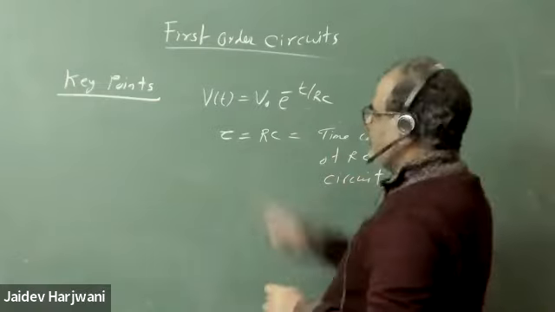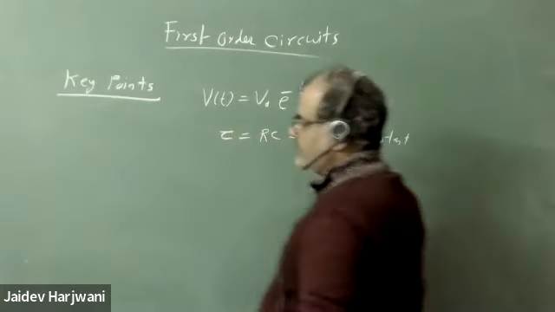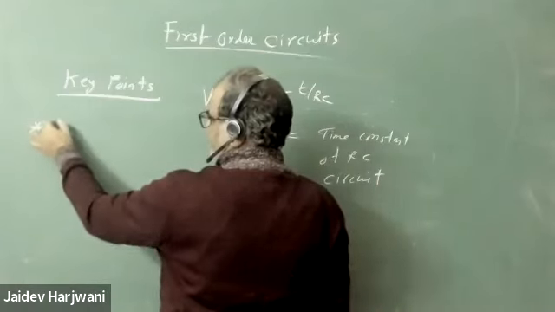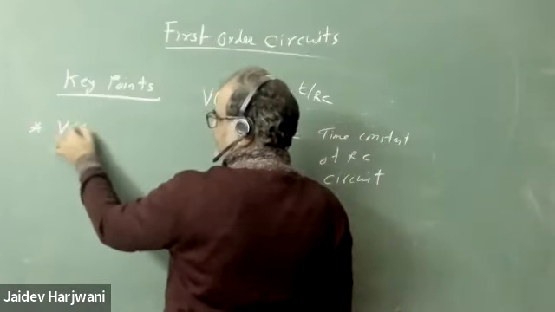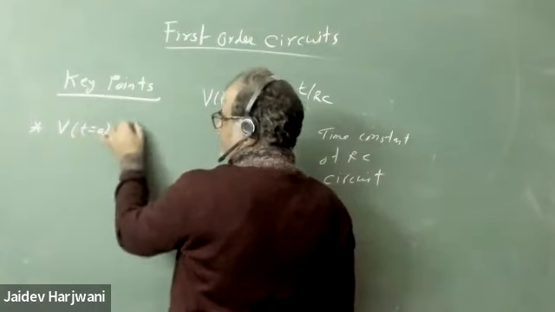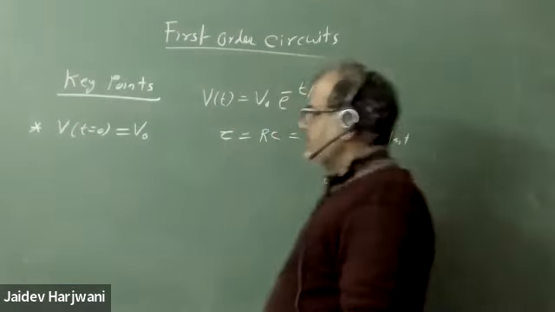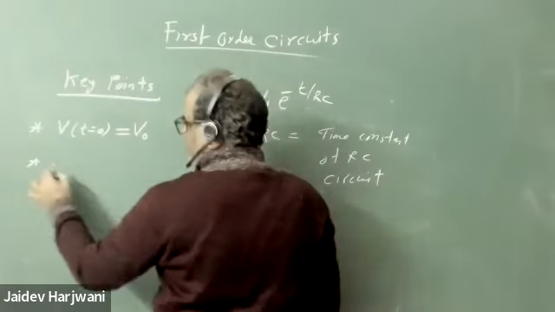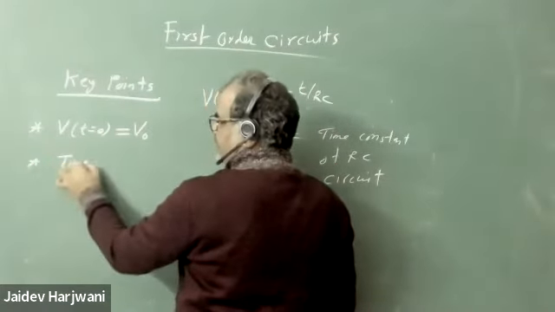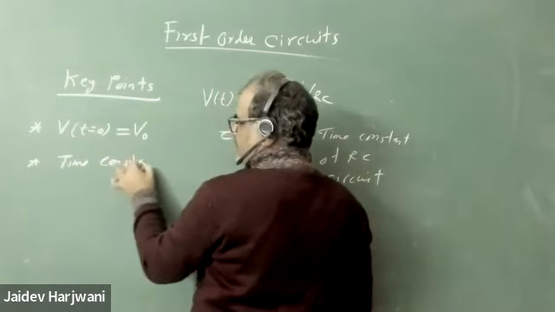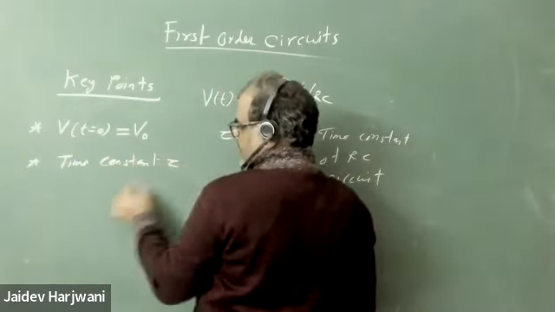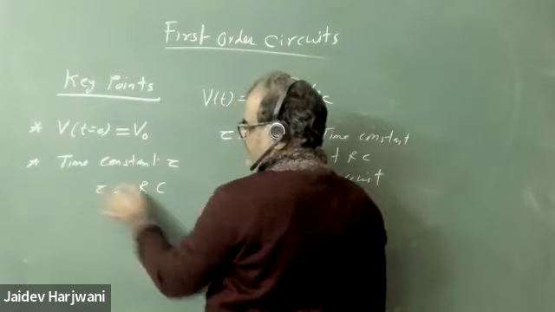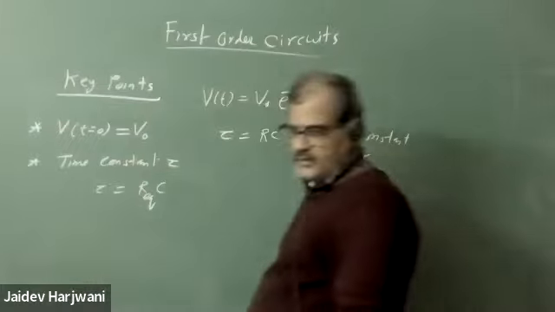That means if you want to calculate voltage, you should know the initial voltage. So number one, you should know V at t equals 0. You should know this value in a circuit. You should try to find out this value. And next, number two, you need to calculate the time constant tau. Tau is RC, and R is R equivalent.